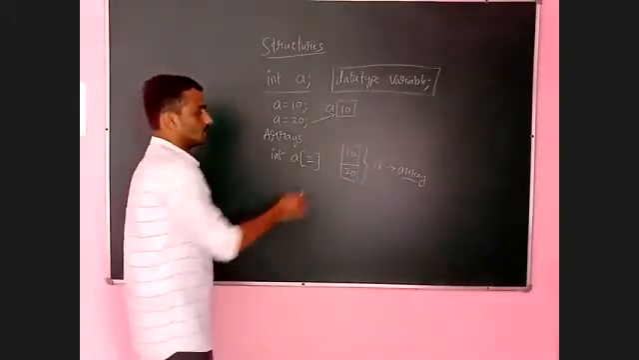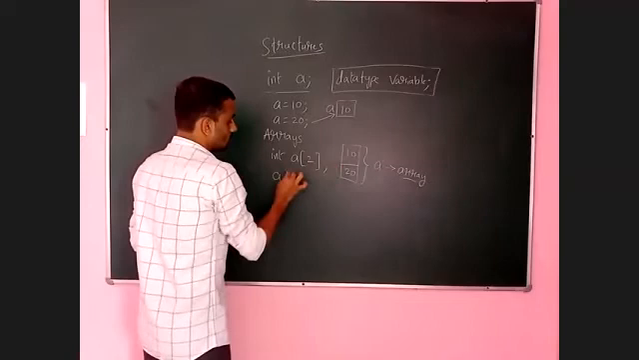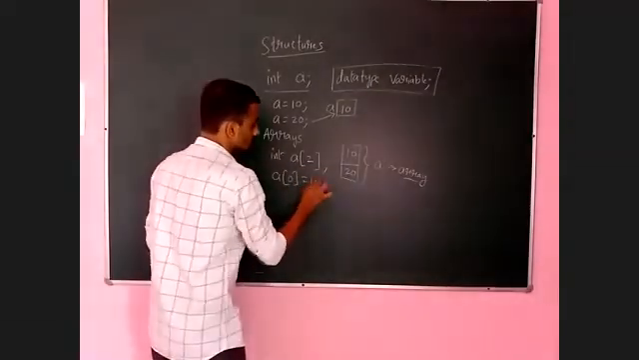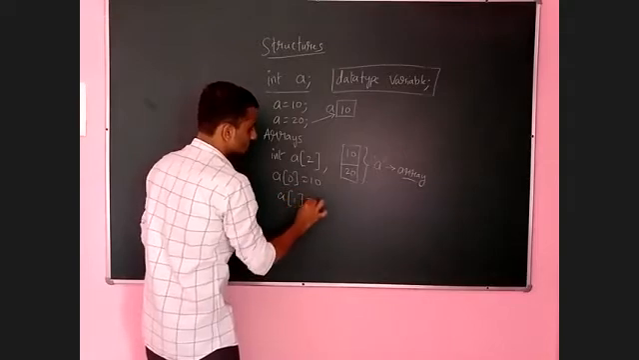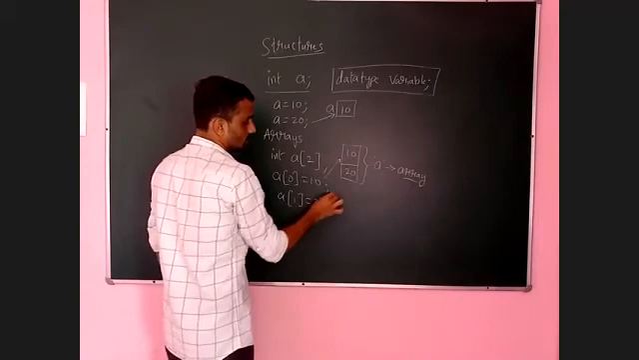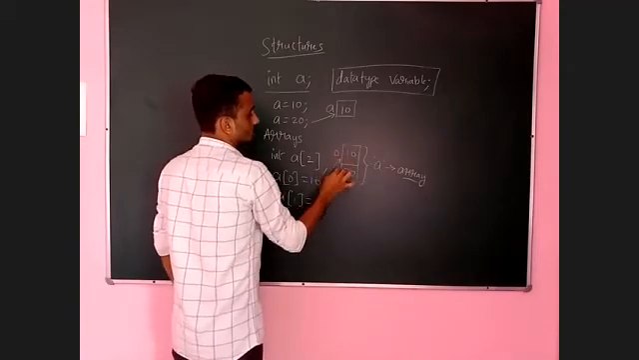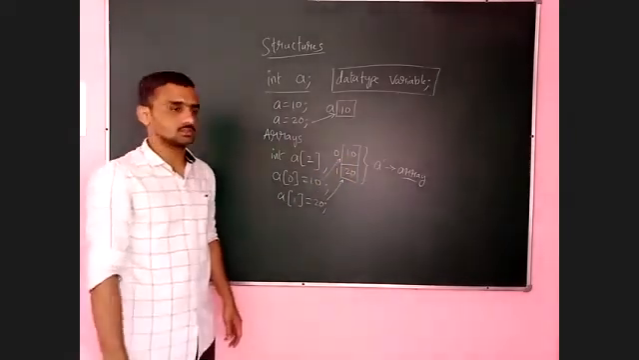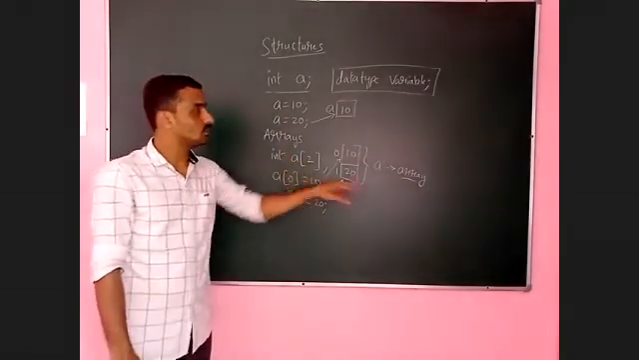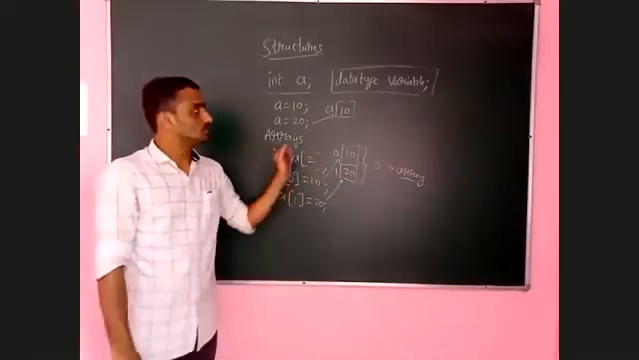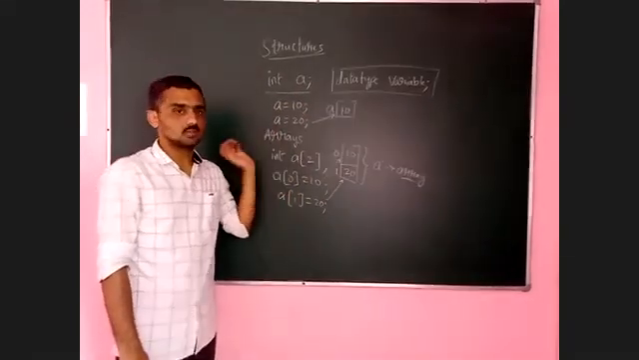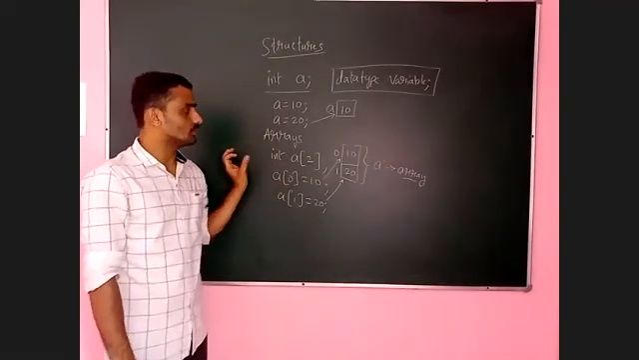So how do you have to write this? a of 0, you have to read as a of 0. a of 0 is equal to 10, a of 1 is equal to 20. So now what happens? 10 will be stored in location 0, 20 will be stored in location 1. Okay. So this is storing more than one value in a single variable. We cannot achieve this with variables which store a single value. And we can store more values.